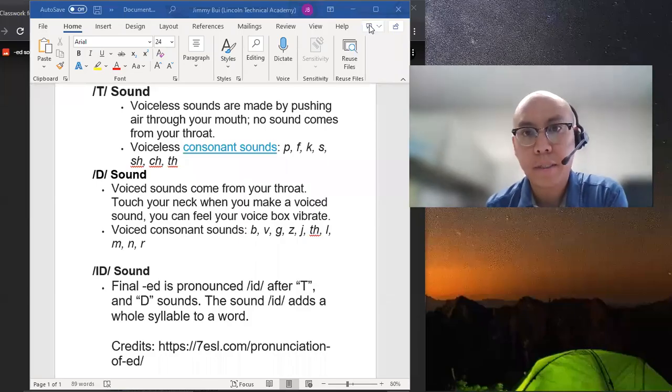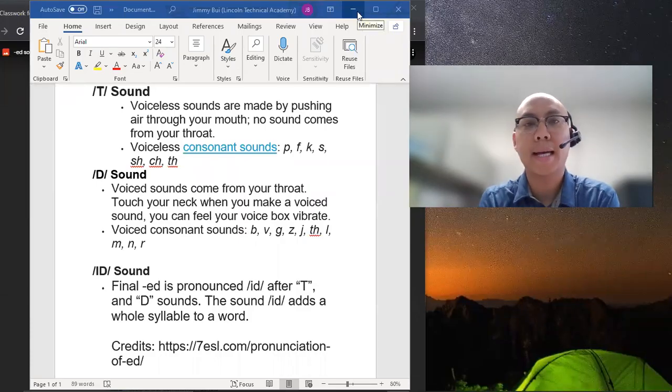Hi, everybody. Today we're going to take a look at past tense regular verbs. So as we know, verbs are words that express and show action, right? So, cook. I cook food every day.